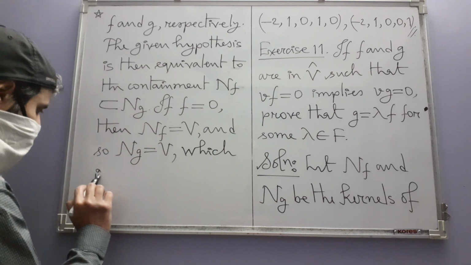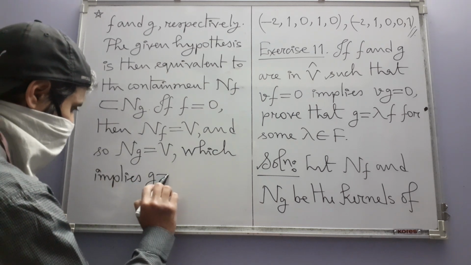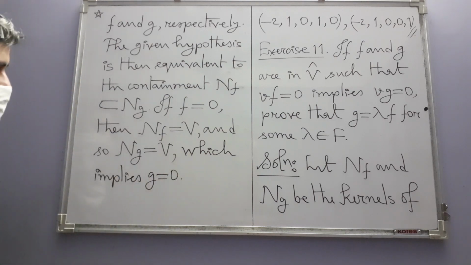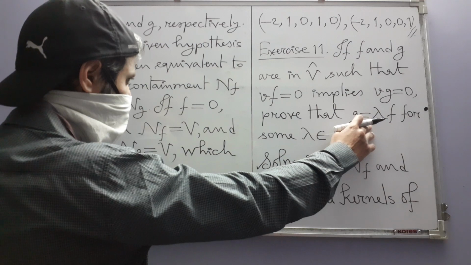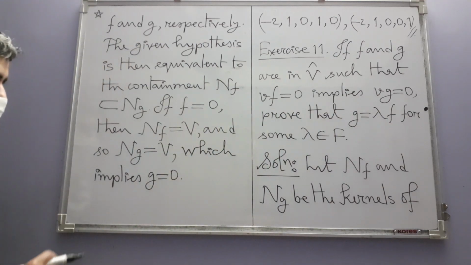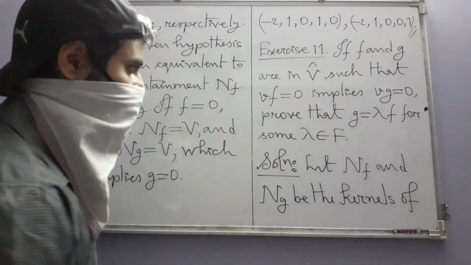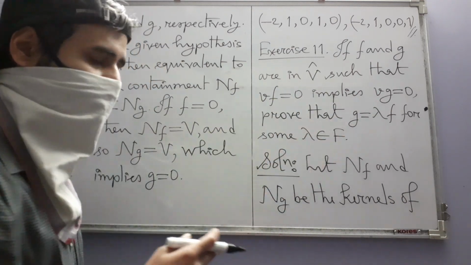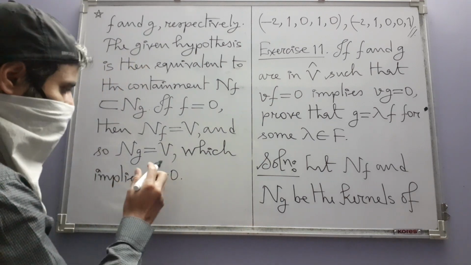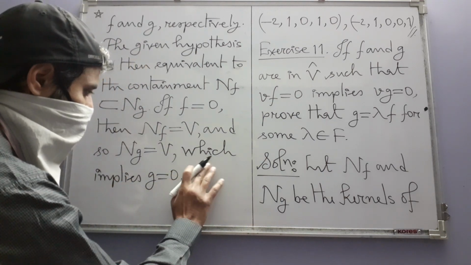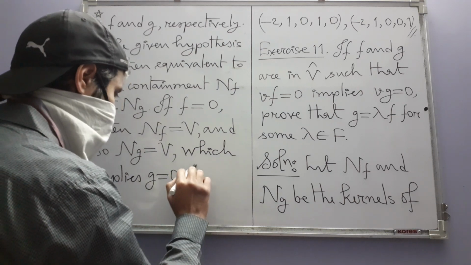Which implies G is equal to 0. So in this case, the final claim of this exercise is trivially true. G is 0, F is also 0. So you can take any lambda. Say you can take lambda equal to 0 itself or 1 or anything you want. And that need not even be mentioned. So we just continue like this.